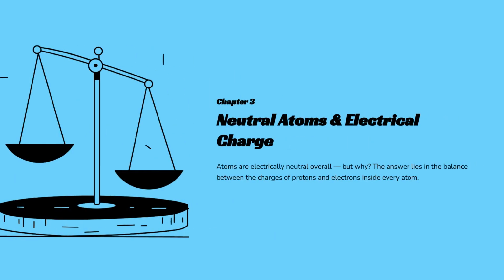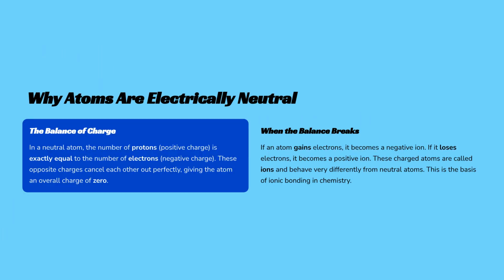Why are atoms usually electrically neutral? It is because the positive charge of the protons in the nucleus is exactly balanced by the negative charge of the electrons orbiting it. When this balance is broken, the atom becomes an ion. Gaining electrons creates a negative ion, while losing them results in a positive ion. This process is the foundation of ionic bonding.